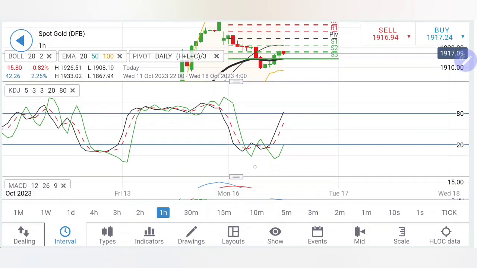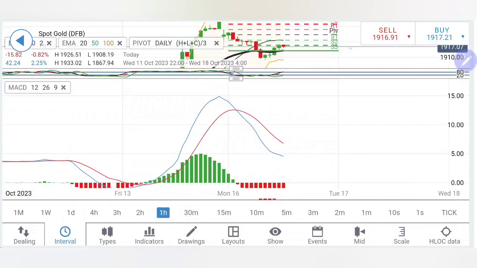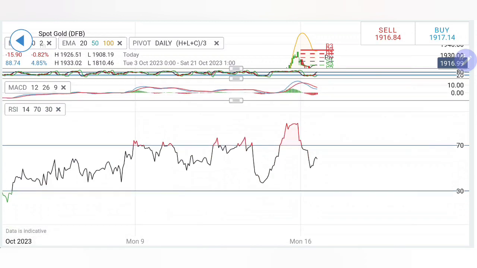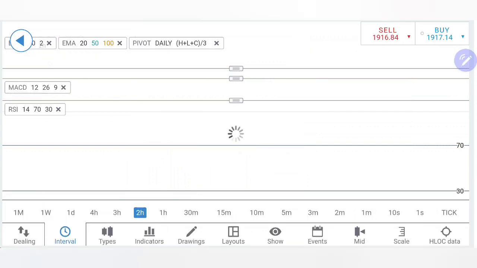Now look at the stochastic. This is rising from the oversold levels, while MACD is staying bearish. It is divergent. It is looking downwards. But if you look, the candles have started to converge because there was so much divergence. Still, it has not yet crossed over, and hence there is still further bearishness left. RSI is coming out of the overbought zone.